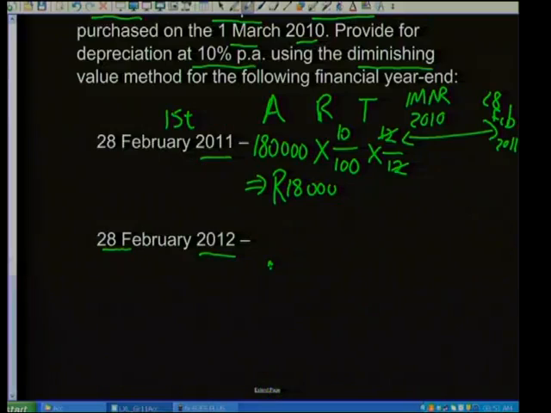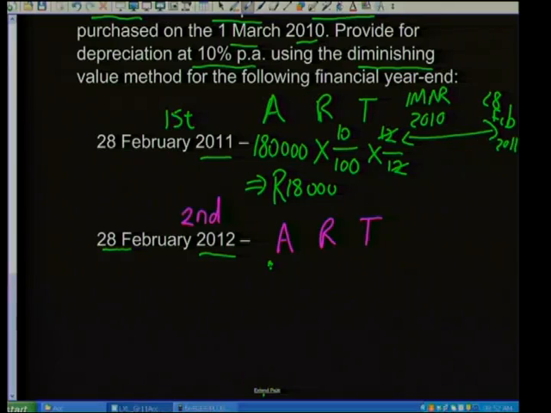So for the first financial year, obviously the method of depreciation calculation was not different from the previous exercise. That's because it's the first financial year end and there is no accumulated depreciation for us to subtract. Let's now look at what's going to happen on the 28th of February 2012. So for the next financial year, or rather the second financial year end, again guys, we're going to need amount, we're going to need rate, and we're going to need time.